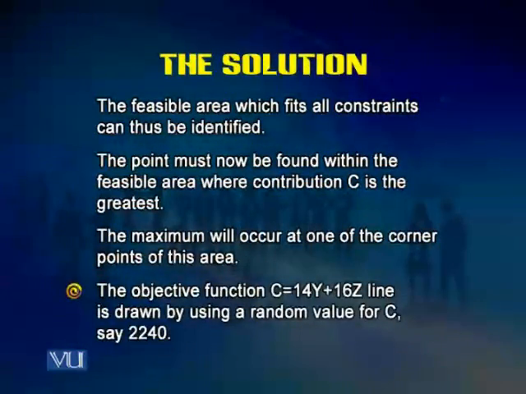The objective function C is equal to 14y plus 16z. The line is drawn by using a random value for C, say 2240. Now we are going to draw the line for our objective function. The objective is to maximize contribution C. The contribution is going to be 14 for all Y and 16 for all Z. The sum of the two together is going to give us total contribution. Now we are going to draw a line.